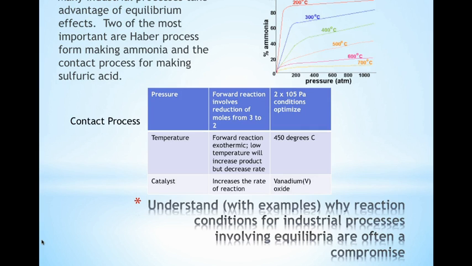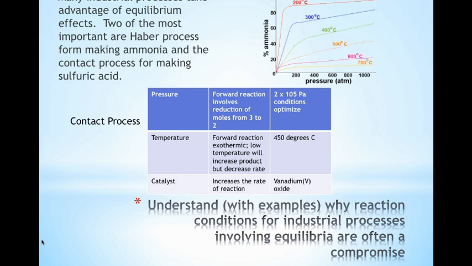Many industrial processes take advantage of equilibrium effects. The formation of ammonia, called the Haber process, is one, as well as the contact process for making sulfuric acid. In the Haber process, we have to balance temperature and pressure. In the formation of ammonia, the lower the temperature, the more likely we are to get products. But the lower the temperature, according to chemical kinetics, the more time it takes for that reaction to proceed.